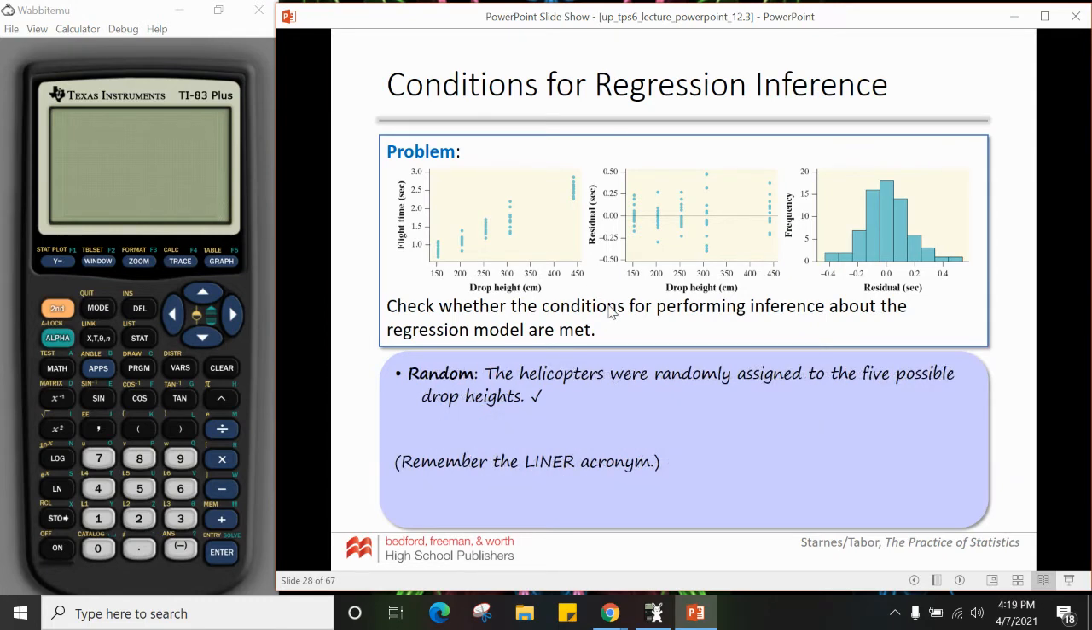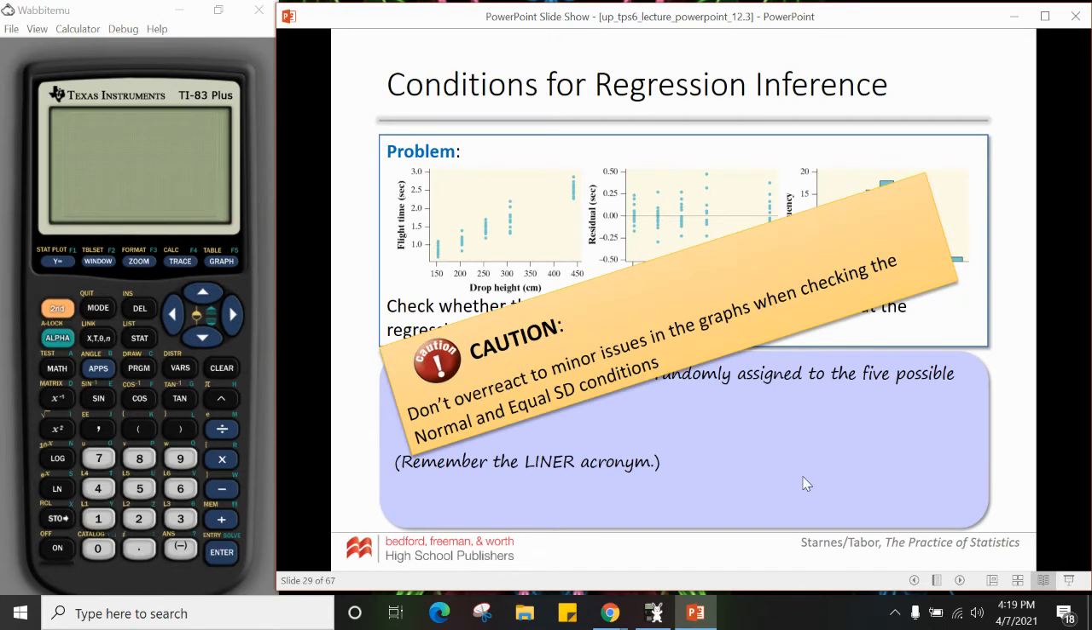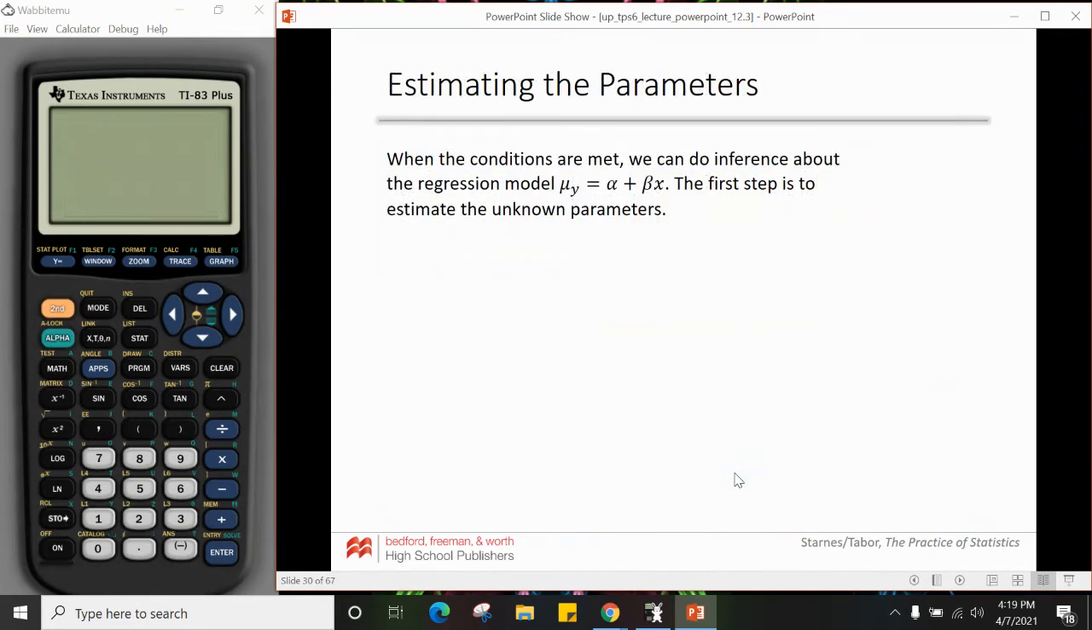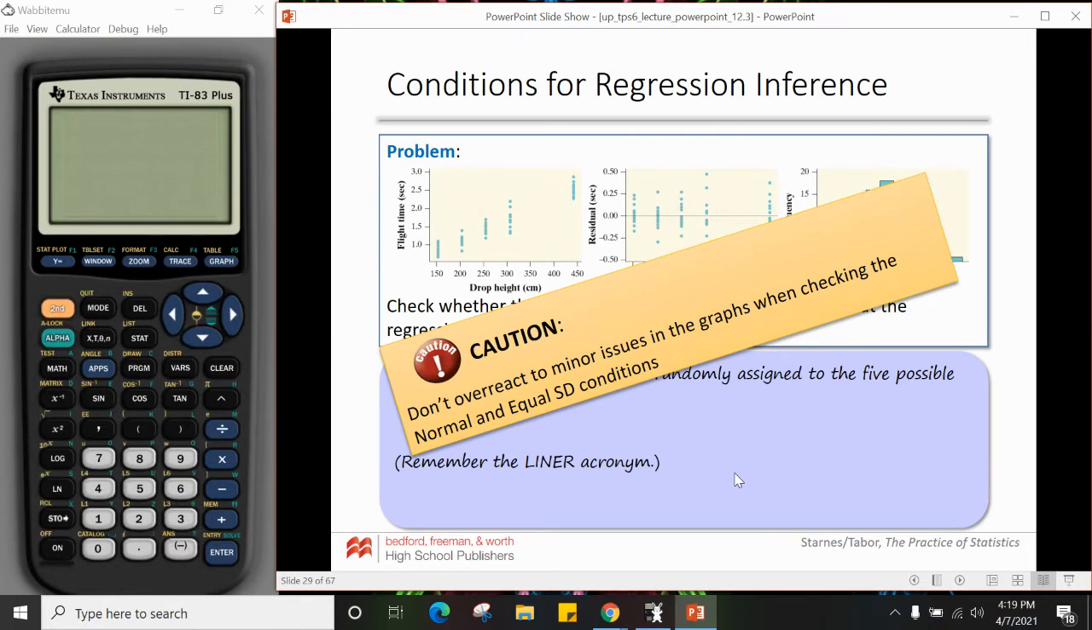Random: the helicopters were randomly assigned to the 5 possible drop heights. So good there. So all 5 points are checked: linear, independent, normal, equal standard deviations, and then random. And that's kind of what I just said. Don't freak out about minor issues when checking the conditions. And honestly, usually the test will say the conditions for inference have been met, proceed. So they don't always make you check all 5 conditions. It's good to know what 5 you have to check, but a lot of times they are given to you.